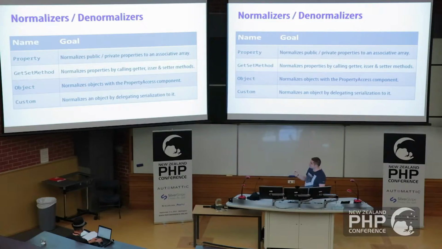And there's another one called GetSetMethodNormalizer, which basically calls getter and setter methods instead of using reflection to read the object state or recreate the object state. You can also create custom normalizers if you have special use cases or special normalizing processes.